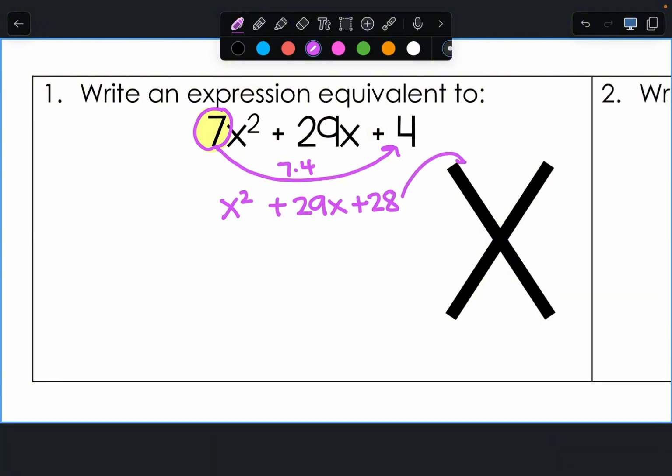Now you set up your diamond. The last number still falls to the top. The middle number goes to the bottom. Solve the kidnapping. What two numbers multiply to get 28 and add to get 29? It's not a trick question. 28 times 1 is 28, and 28 plus 1 is 29, right? Put that. Pay the ransom.